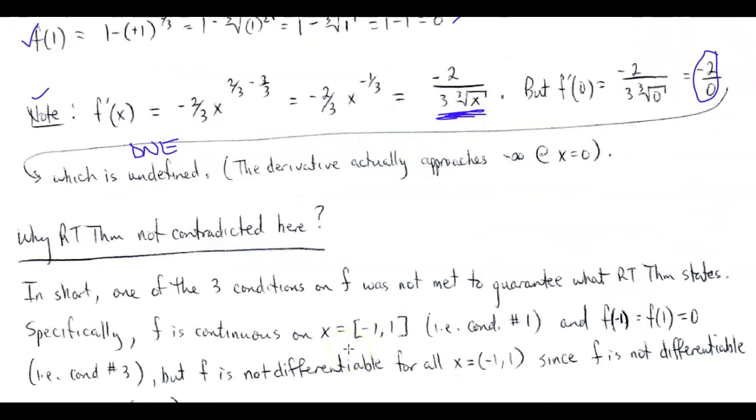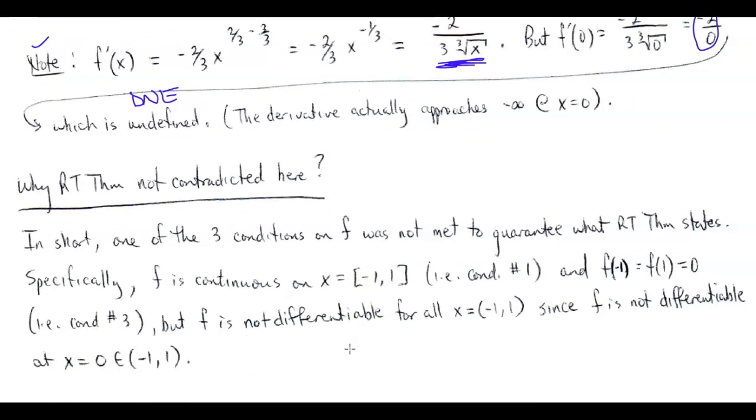All right, so why does this not contradict Rolle's theorem, okay? Well, again, all three conditions were not met. We met condition number 3, but we didn't meet condition number 2, okay? And of course, condition number 2 was f is differentiable for every x value in between x equals -1 and x equals 1, okay? Because it was not differentiable at x equals 0. All right, let's move on to the next example.